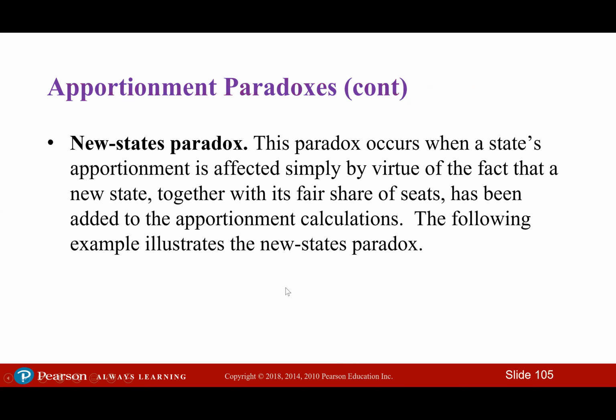Sad, sad. All right, the new states paradox. Again, a paradox comes in when a state's apportionment is affected simply by virtue of the fact that a new state, together with its fair share of seats, has been added to the apportionment calculation and then throws everything off.